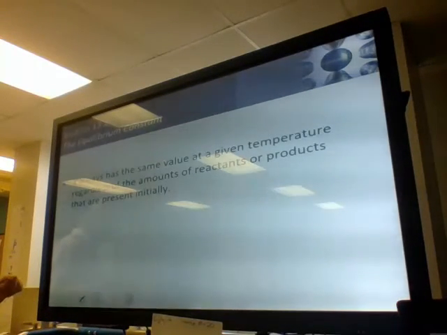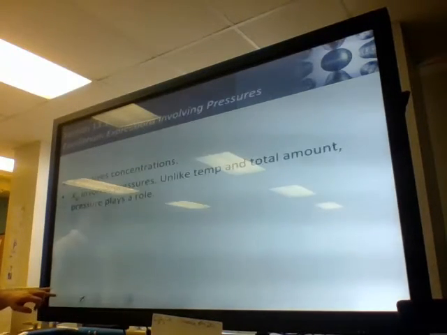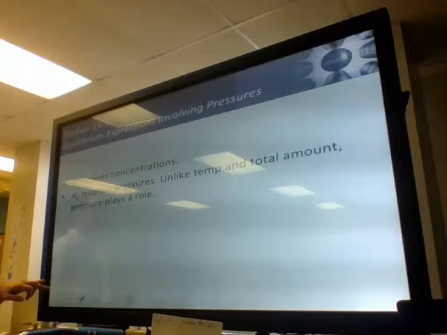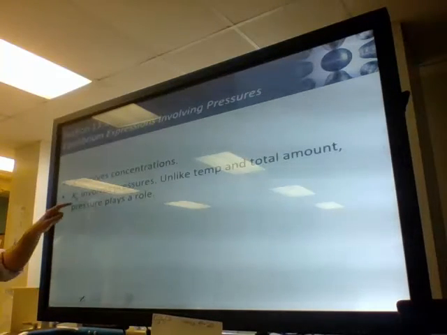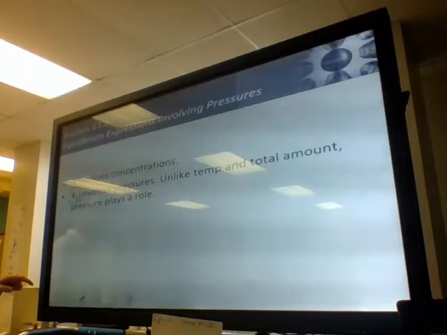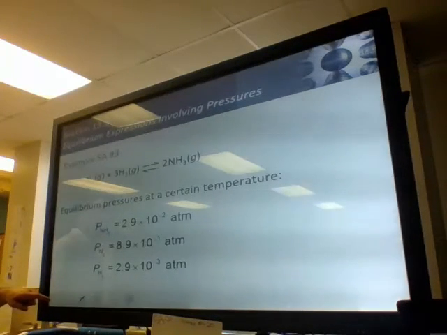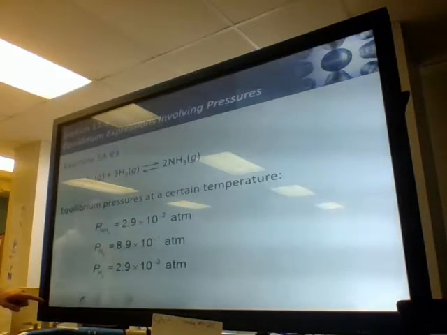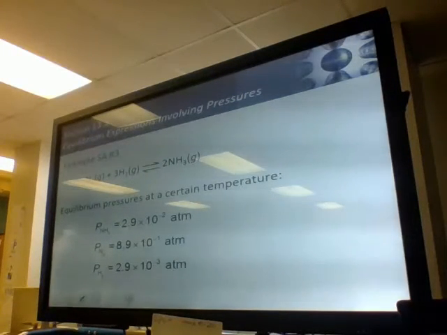K always has the same value at a given temperature regardless of the amounts of reactants and products that are present. So we just talked about that. K involves concentrations. Kp involves pressure. Unlike temperature and total amount, pressure always plays a role. All right, so this will be SA3. And this is something that, after an explanation right now, you'd ace.